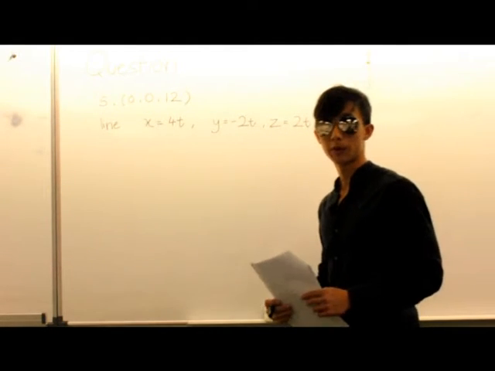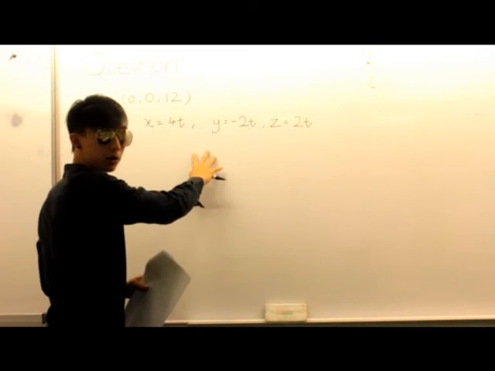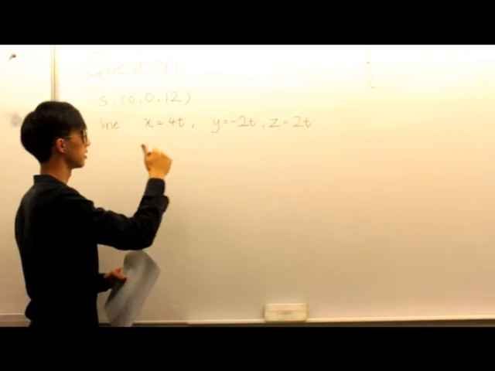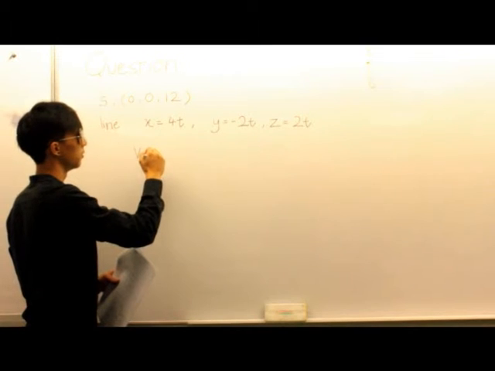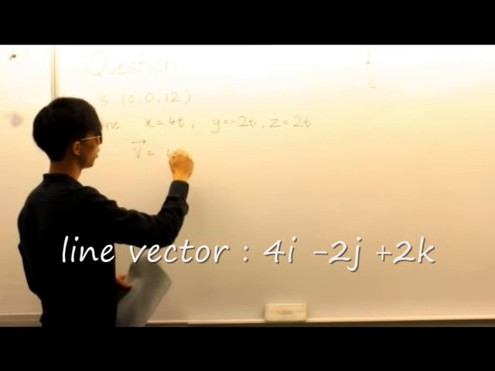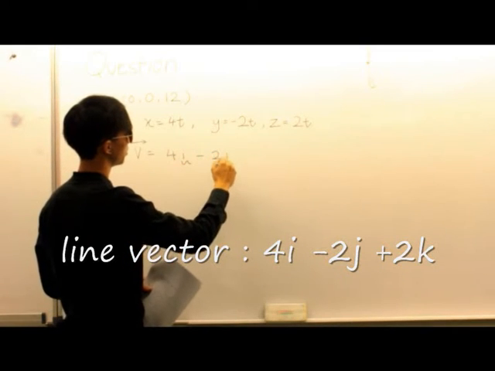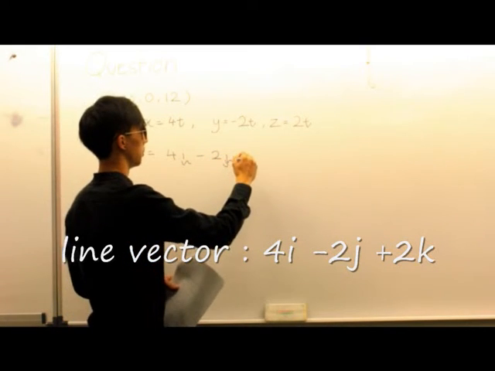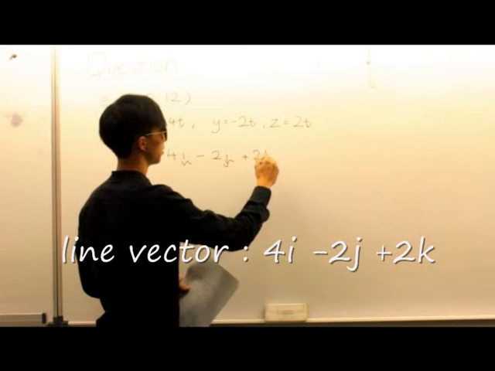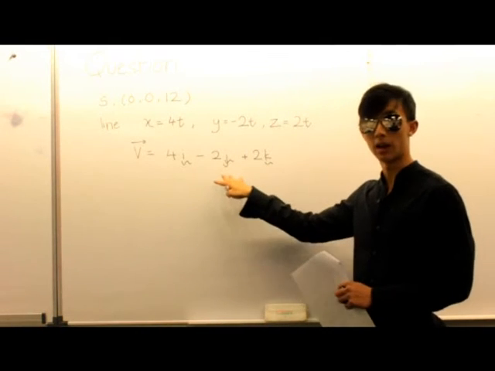As you have learned from the previous subtopic, we can derive a line vector from the parametric equations. And this is v equals 4i minus 2j plus 2k. And this is our line vector.